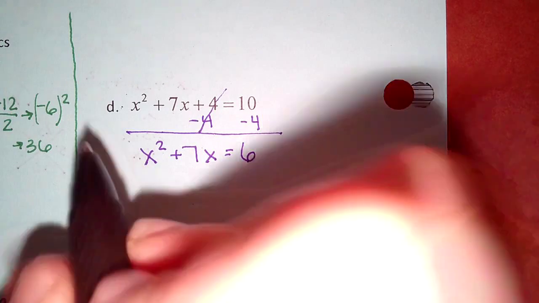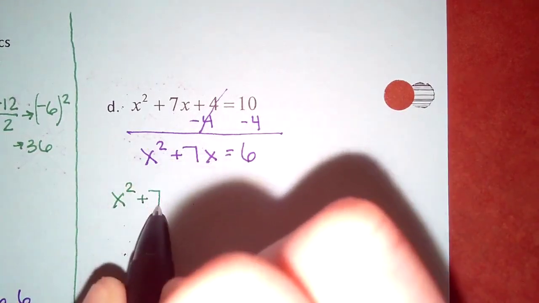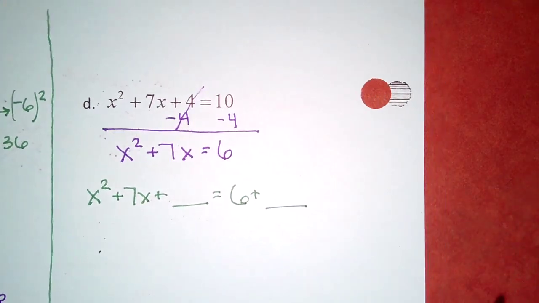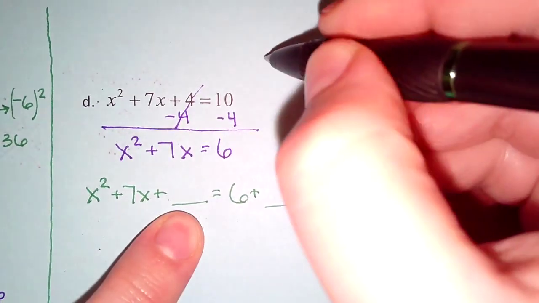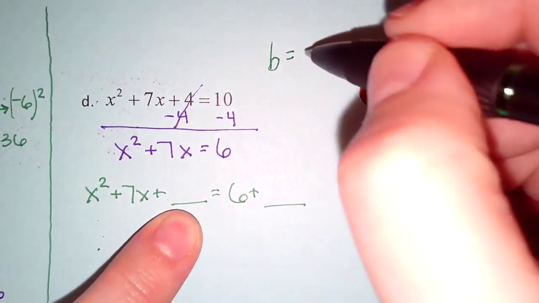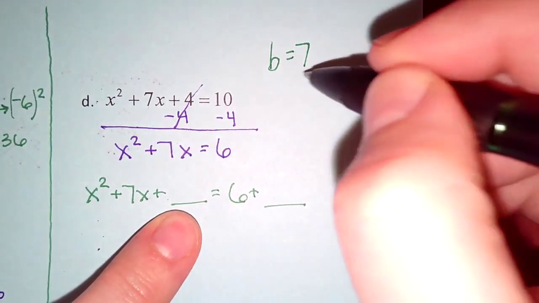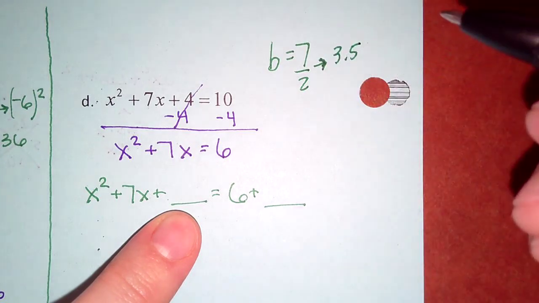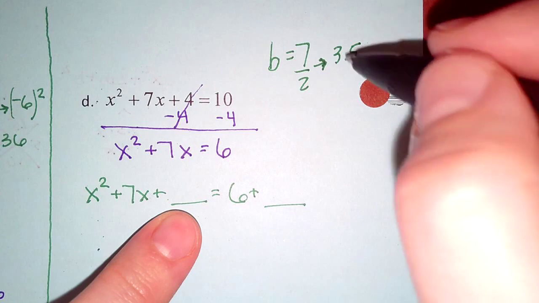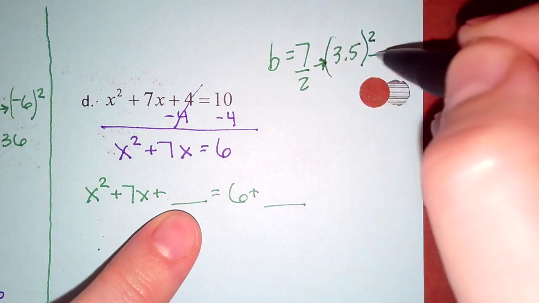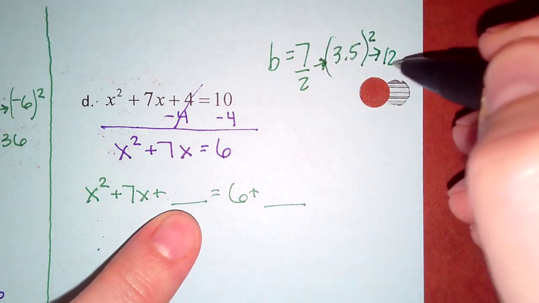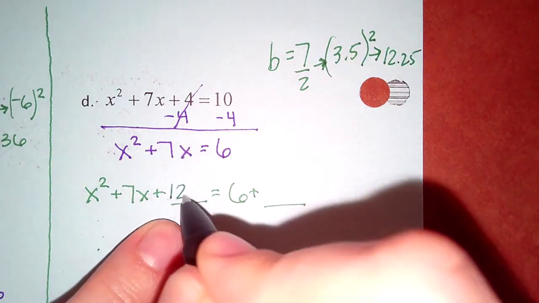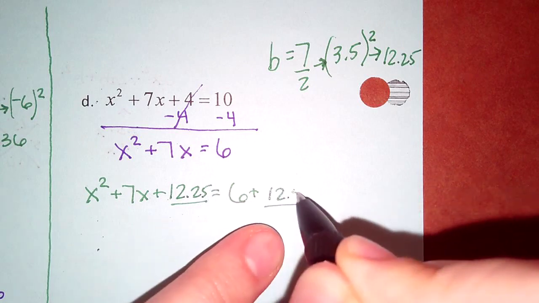All right, so I know that I'll have x squared plus 7x plus some number equals 6 plus that same number. How do I find this number? I'm going to take my b, which is 7, divide that by 2, and what do I get? 3.5. I want to square that number now. So 3.5 squared is 12.25. I'm not going to round it because it's not going on forever. So I'm just going to leave it as 12.25.